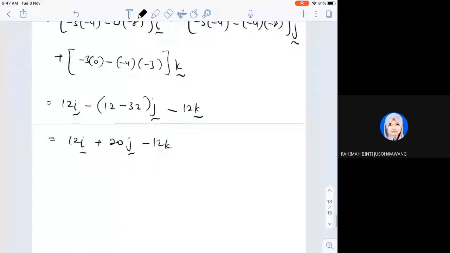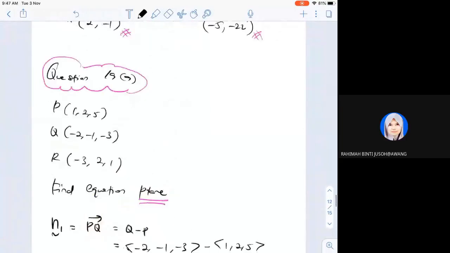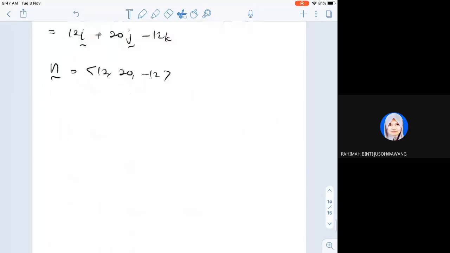Okay, so kita dah ada yang ni. So automatically kita punya N should be 12, 20, negative 12 lah. Macam ni kan? Yes. Okay, so P kita ambil P naught lah. Kita ambil yang ni. We take this as our P naught. Copy. Paste. Okay. So P naught is 1, 2, 5. So therefore this is the ABC. Okay. And then this is the X naught, Y naught, Z naught. Okay.